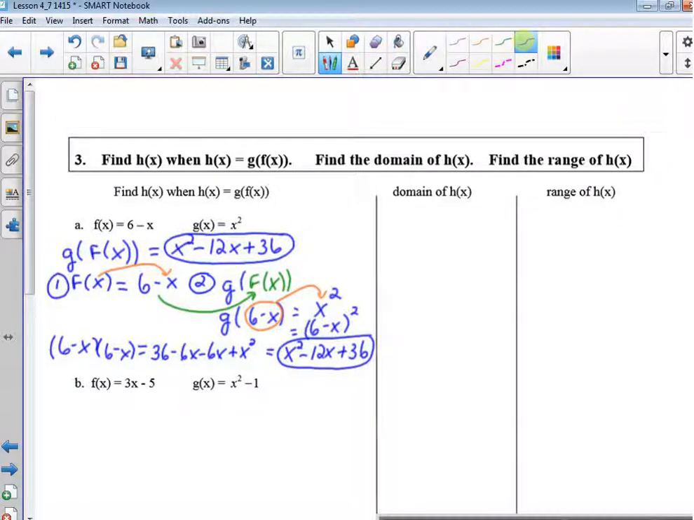All right, now the domain of h of x. So this is also equal to h of x because it said find h of x when h of x equals g of f of x. So we found g of f of x, so that's equal to h of x. The domain of that is a parabola. You don't have to worry about radicals or fractions, so that would be all real numbers.